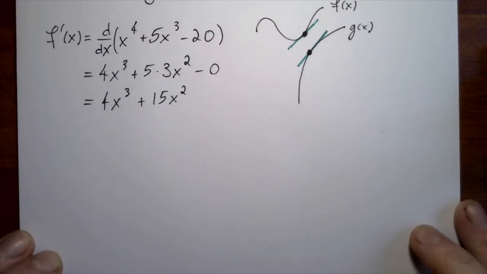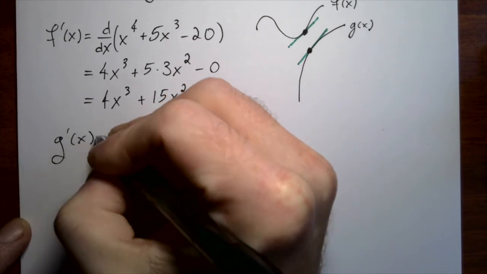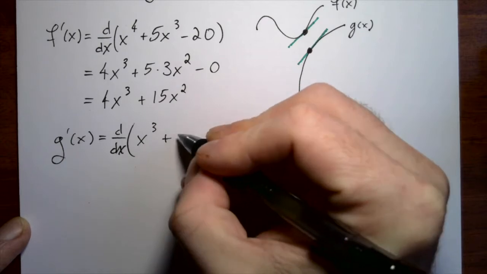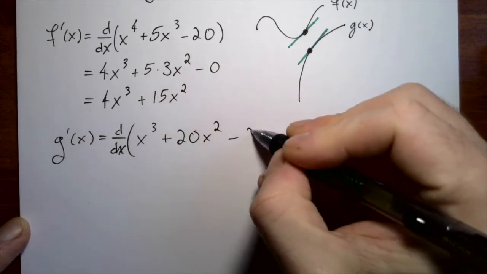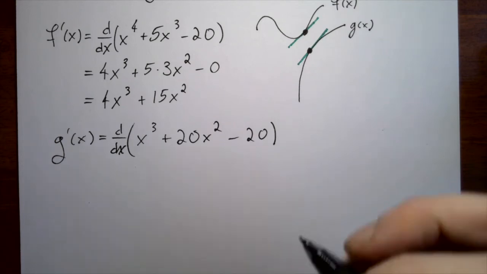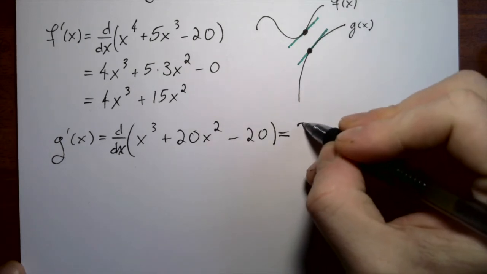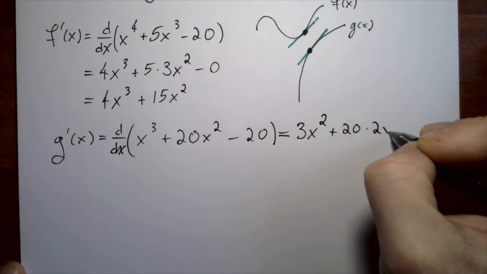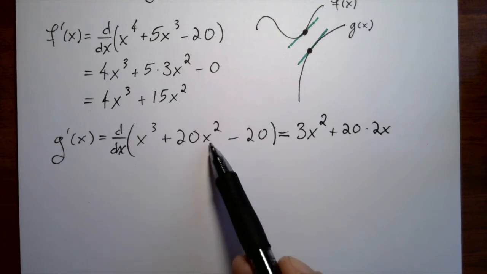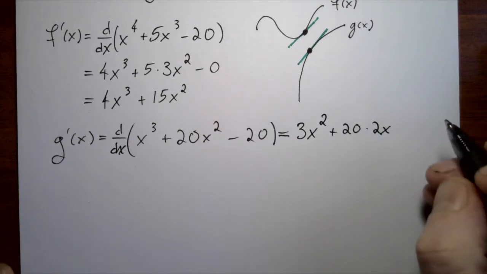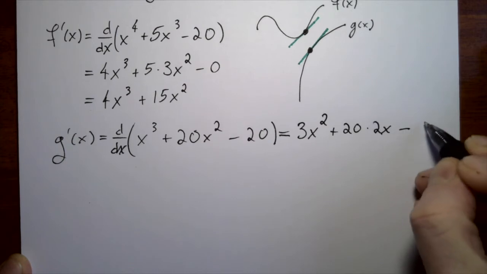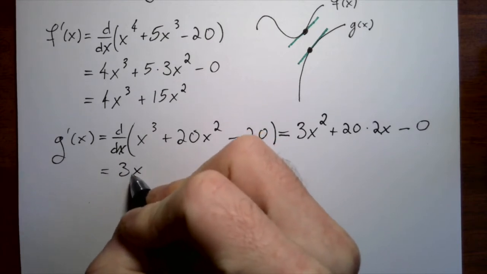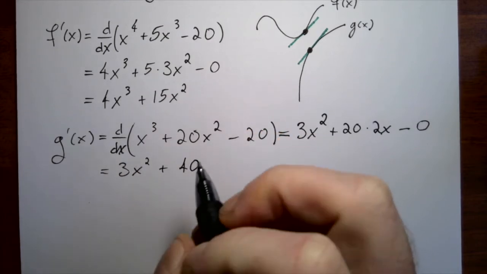Alright, next up, let's find the derivative of g. The derivative of g is the derivative of x cubed plus 20x squared minus 20. And again, I'll use the power rule and the fact that we can just take the derivative piece by piece and add them all up. So here the derivative of 20x squared is 20 times the derivative of x squared, which is 2x. And again, the derivative of minus 20 is 0. So for g prime of x, we get 3x squared plus 40x.